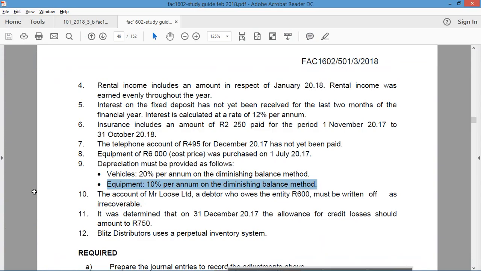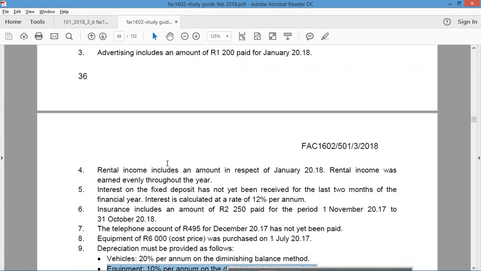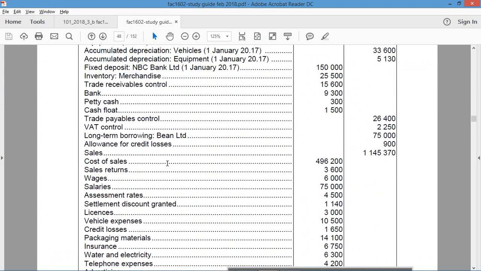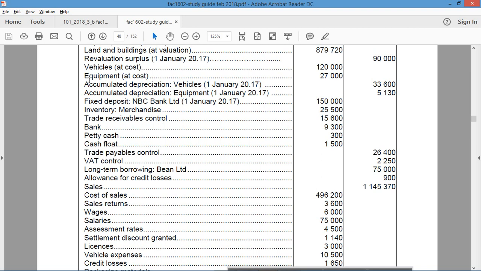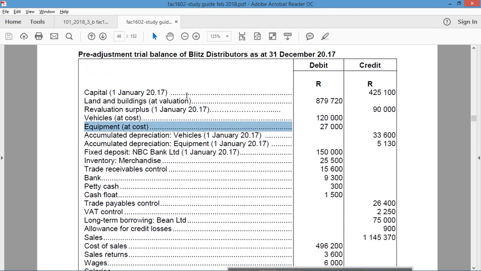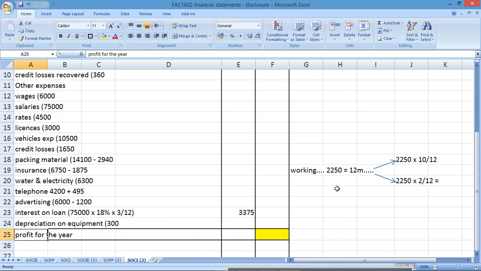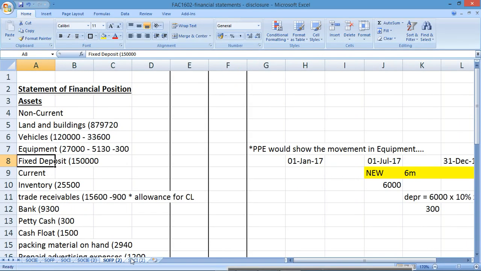300. Right, was that the only equipment you had? No, it wasn't. That's only the equipment you bought. So there's still equipment that exists. Where's the equipment balance? At the end of the year. So at the end of the year you had 27,000. Let's draw that on our diagram.